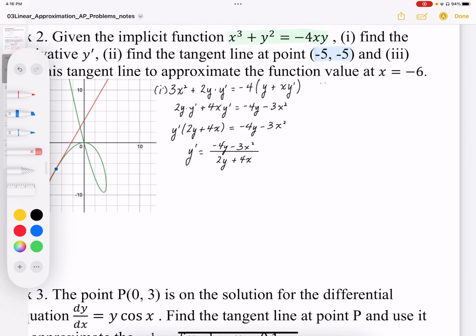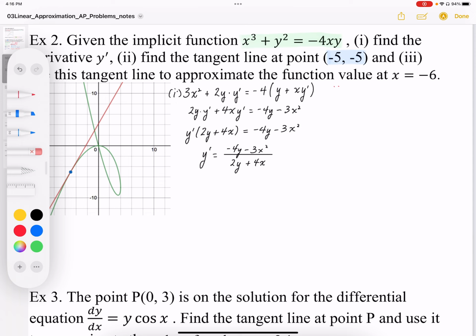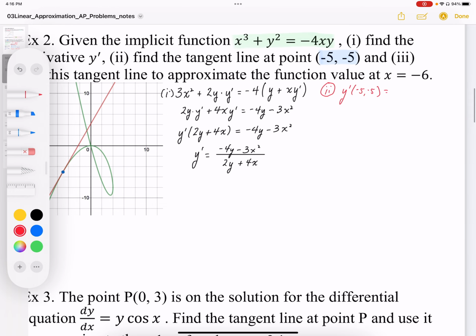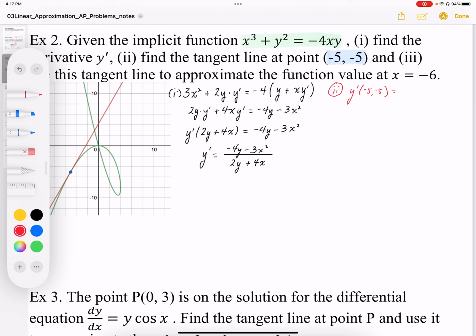Part 2 asks to find the tangent line at the point negative 5, negative 5. That involves finding a point and a slope. We have the point, and we need to calculate the slope. To do that, we're going to use that derivative. So we get y prime at negative 5, negative 5. I'm going to plug in negative 5 for x and y. So negative 4 times negative 5 gives positive 20, minus 3 times negative 5 squared, that's going to be 75.